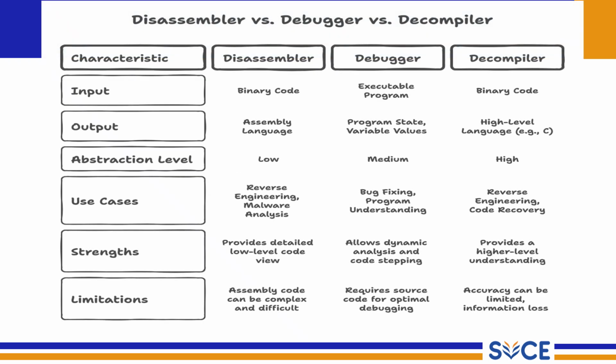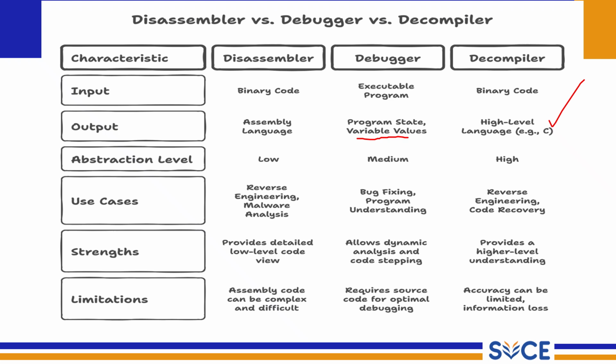Next we'll discuss the disassembler versus debugger versus decompiler. First, the characteristics. The input for the disassembler is binary code, the input for the debugger is an executable program, and the input for the decompiler is binary code. The output for the disassembler is assembly language, for the debugger it is the program state as well as variable values, and for the decompiler the output is a high level language. The abstraction level for the disassembler is low, the debugger is medium, and the decompiler is high.